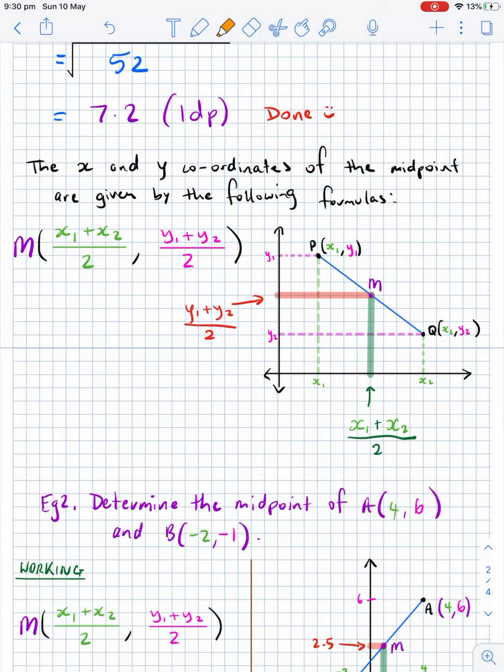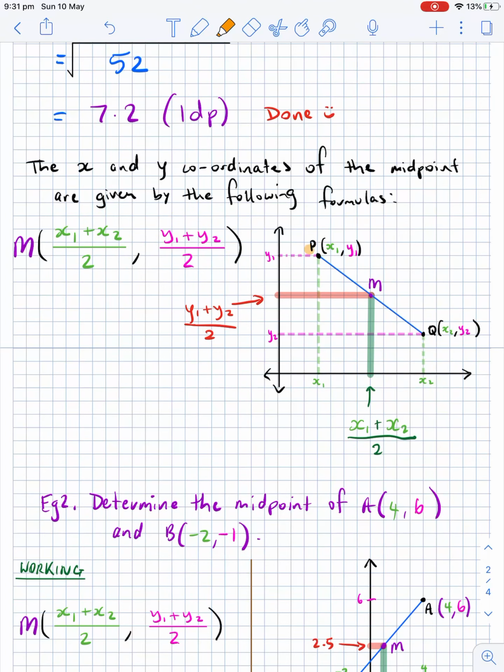Okay, the next thing we need to go through is that the x and y coordinates of the midpoint, now we're trying to figure out how do we find the midpoint, are given by the following formulas. So we've got this formula and this formula for our midpoint. This gives you the value for the x coordinate of our midpoint, and this gives you the coordinate for the y coordinate of our midpoint. Okay, so how do these formulas work?